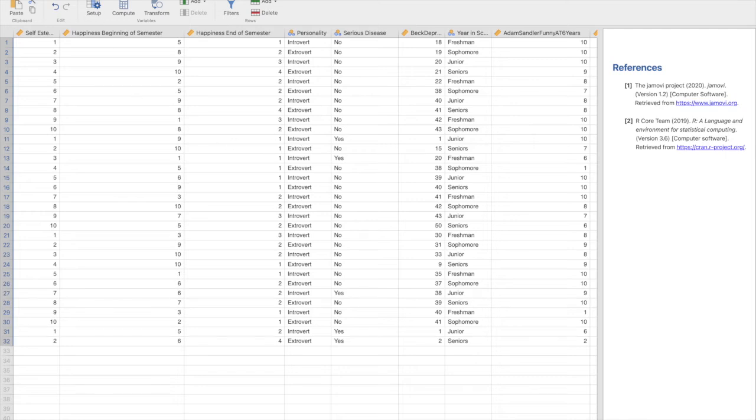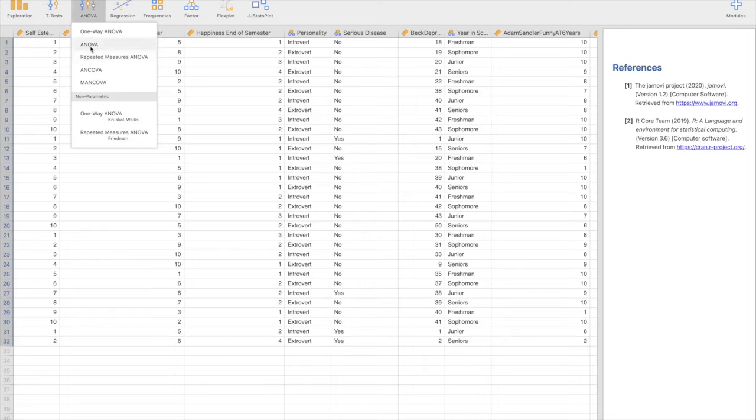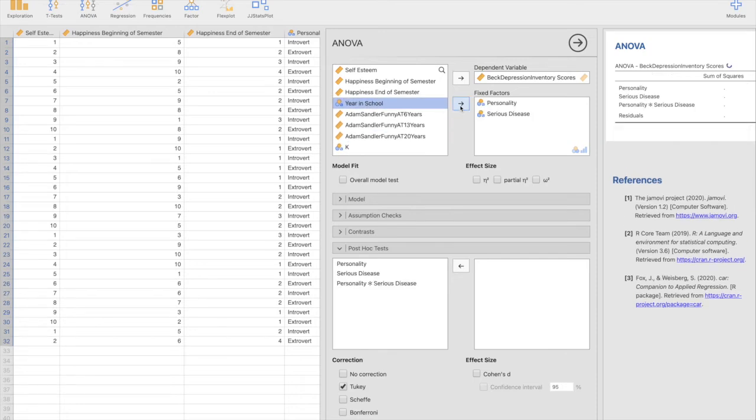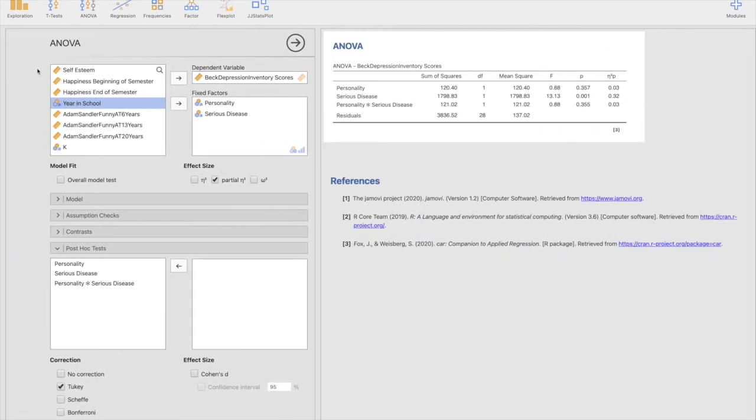How do I do that? I'm leaving the descriptives out, but how do I do that? Analyze, ANOVA. My dependent variable is Beck Depression Inventory scores. Personality and serious disease are my independent variables. I want my partial eta squared. Okay, we get all of our p-values and our partial eta squared.